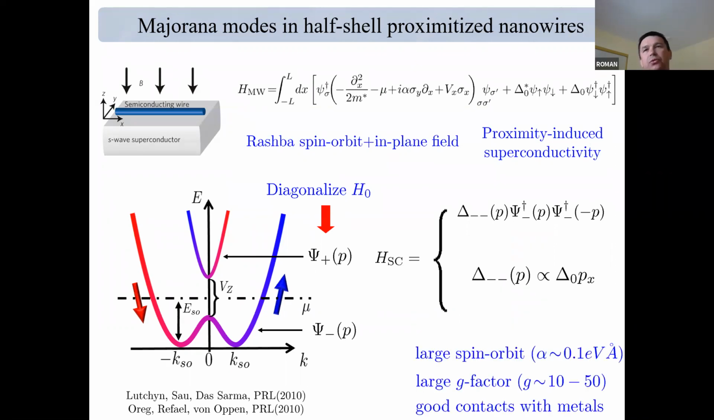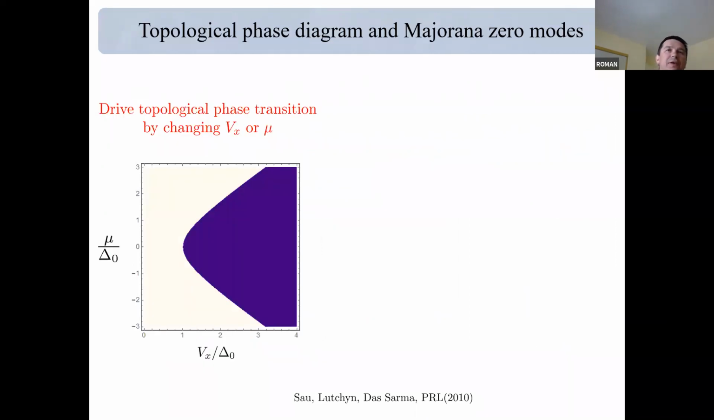So what do we need to do to make this proposal work? We need to find a material with large spin orbit coupling, large g factor, and good contacts with metals. That's the thinking back in 2010. So here's the phase diagram for this model. It's very simple. In terms of chemical potential and Zeeman splitting, we have two phases. This is the trivial phase, the light color, and that's the topological phase, the dark purple color.